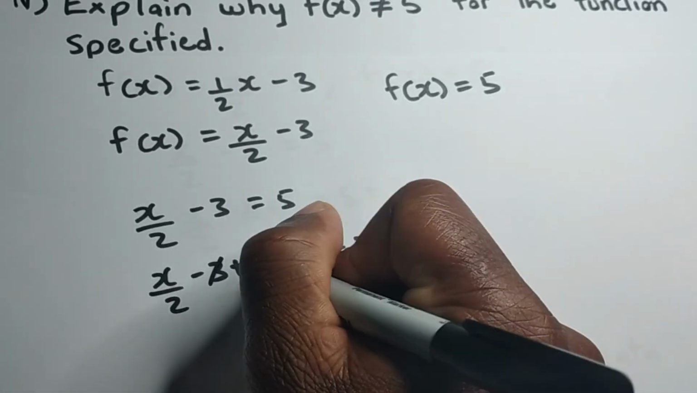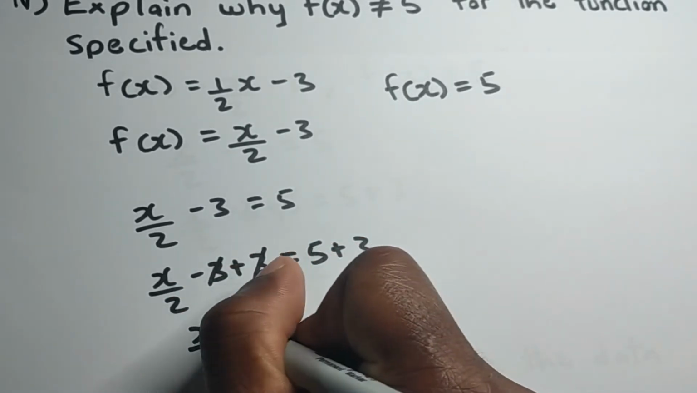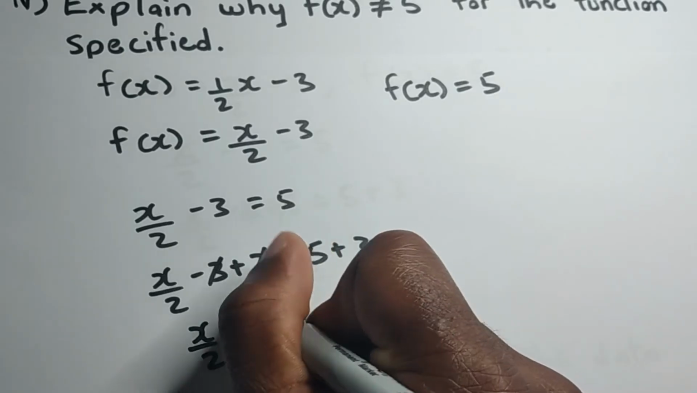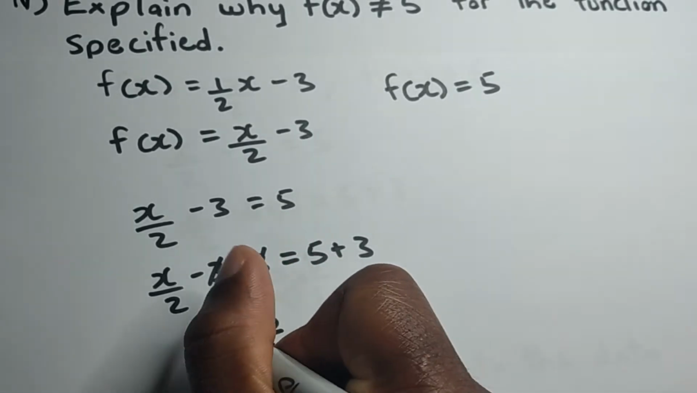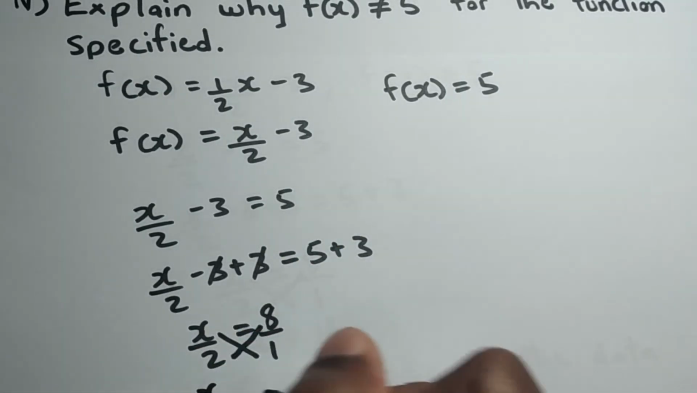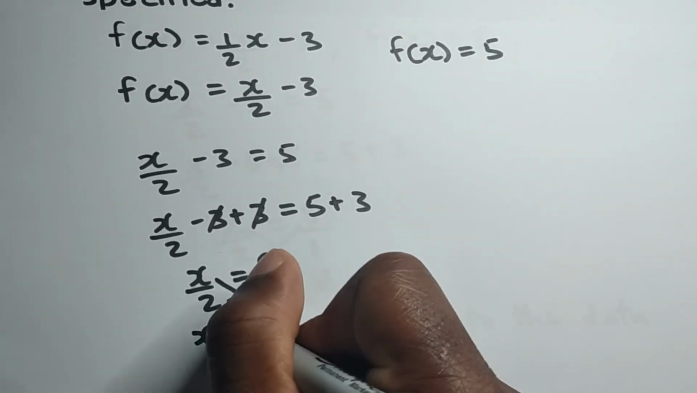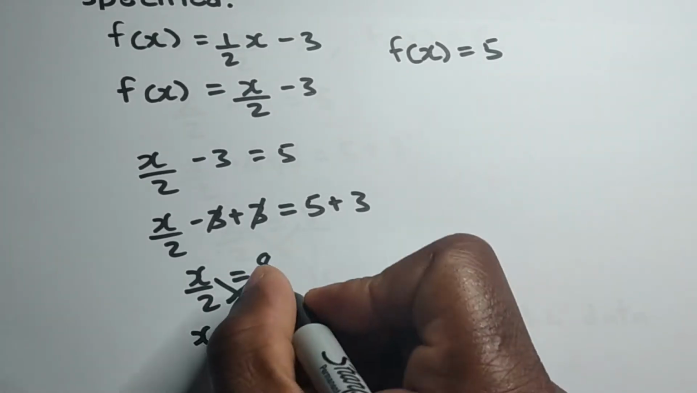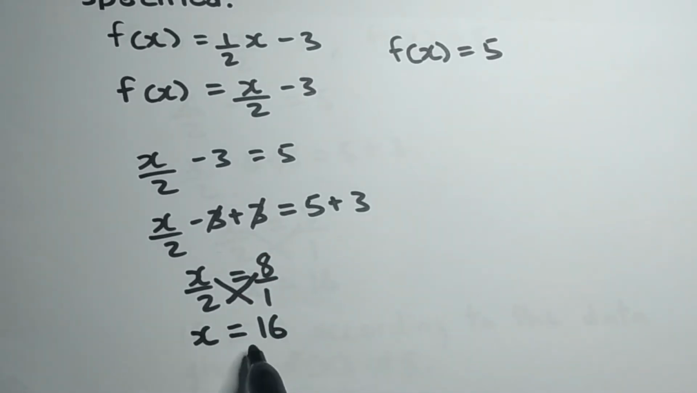So negative 3 plus 3, those things cancel, and we're left with x over 2 is equal to 5 plus 3, that's 8, all right? And again, we can put the 8 over 1 and cross multiply. So x times 1 is x. So that's x is equal to 2 times 8. That's 16, all right? So here we actually obtain x to be 16.